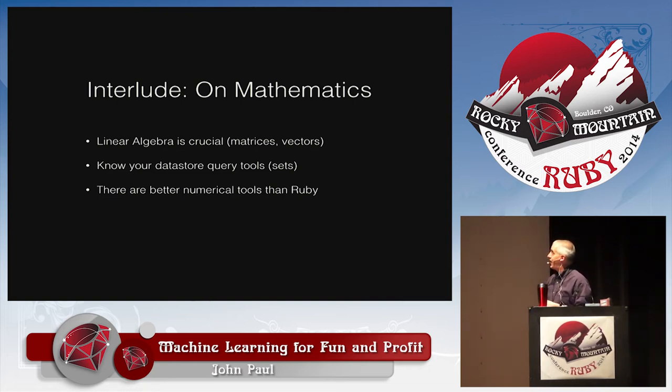So we've got linear algebra, which we need to know. Matrices and vectors is how all of this stuff works. Knowing how to do set operations in the database can let you do some of these things sometimes. And you've got to know there's better math tools than Ruby. Ruby is kind of the gateway drug. And so here's where I come clean and say, Ruby is probably not the best way to do this, but it's a fine way to do it and find out if it's good enough for you. Because if it's good enough for you, then maybe you'll take the effort and learn one of the other tools when it becomes too hard. And we'll talk about some of the reasons.